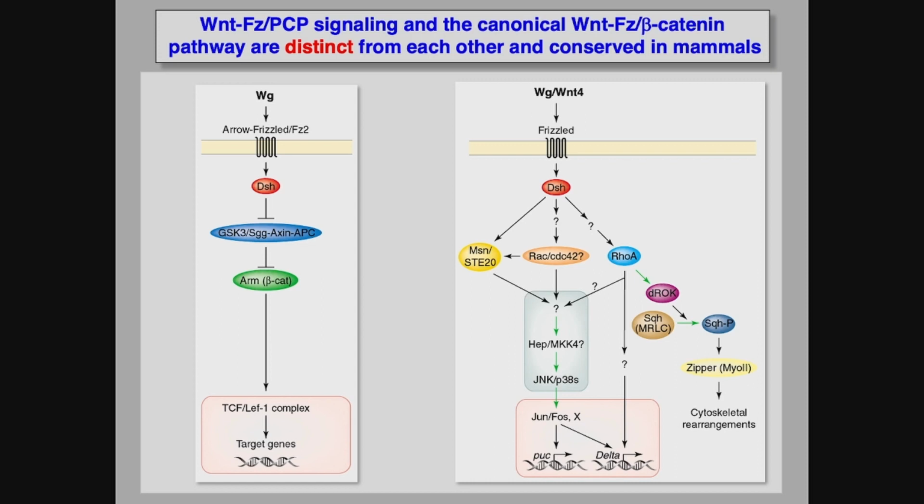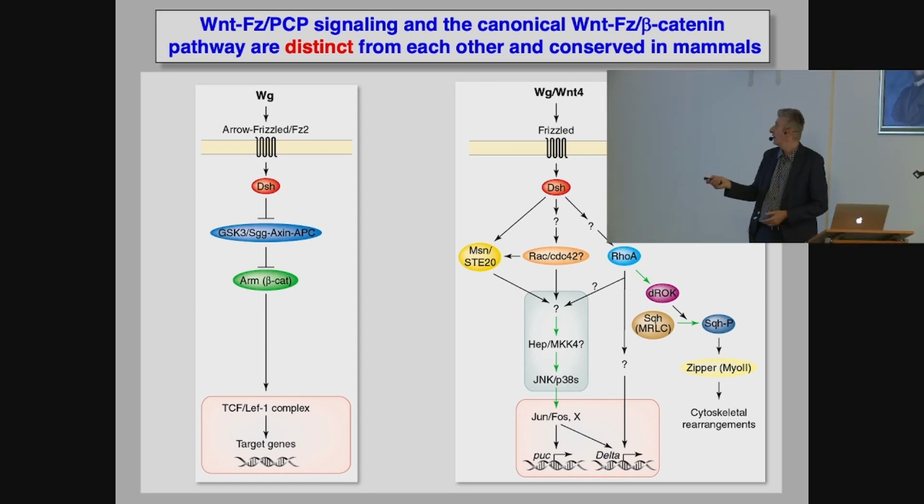But frizzled and disheveled in PCP activate several pathways. Most prominently, cytoskeletal arrangements are regulated asymmetrically within the cell, but it can also affect nuclear signaling through the JNK MAP kinase cascade, affecting Jun and Fos. So there's a variety of branches of signaling downstream of frizzled and disheveled in PCP, as compared to canonical signaling, which is not simple, but it's more straightforward. It's basically activation of a certain component of the pathway that goes to the nucleus, and that's it. So here it's more diverse depending on the tissue.